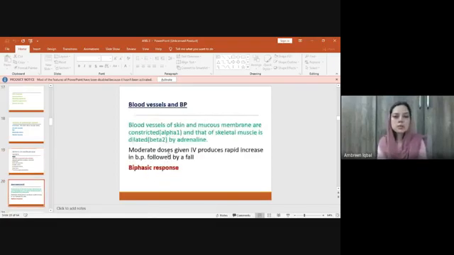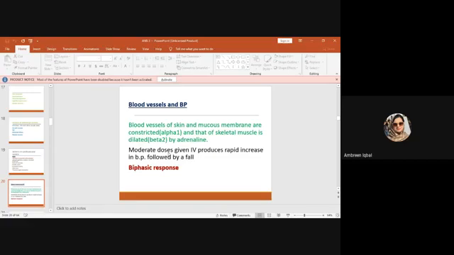Then comes the blood vessels. This is a very interesting relationship. As we said, there are alpha-1 receptors and beta-2 receptors. Alpha-1 receptors are present on the smooth muscles of the vessels in the skin and mucous membrane. Beta-2 are present on the smooth muscles of the vessels that lie in the skeletal muscles. On alpha-1, there is vasoconstriction, so there is an increase in blood pressure. On beta-2, there is vasodilation, so there would be a decrease in blood pressure. So ultimately, there is a biphasic response on the blood pressure. Initially, it's seen that there is an increase in the blood pressure.